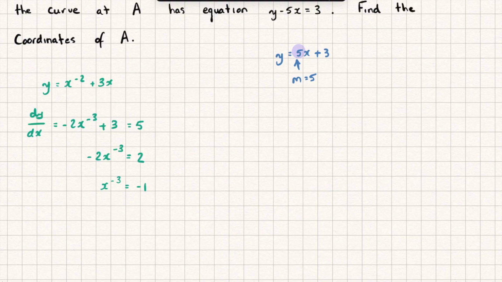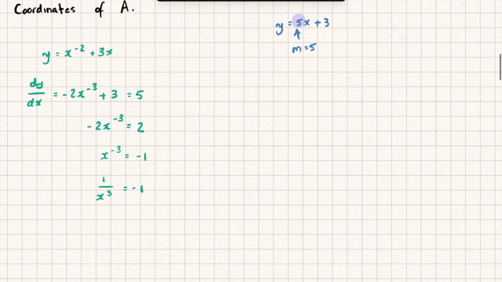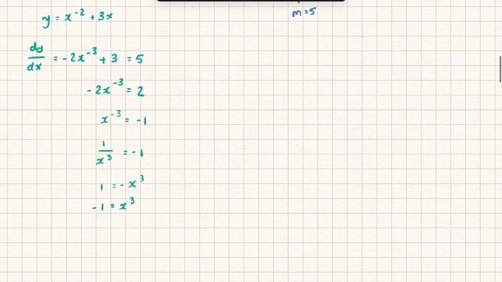But if you're not that confident, which is totally fine, you might want to rewrite this left-hand side as 1 over x cubed, like this. Then we can multiply both sides by x cubed, and we get 1 is equal to minus x cubed. Let's divide both sides by minus 1, and we get negative 1 is equal to x cubed. And then cube root both sides, and we get x equals negative 1. Which means at the point A, our x coordinate is negative 1.